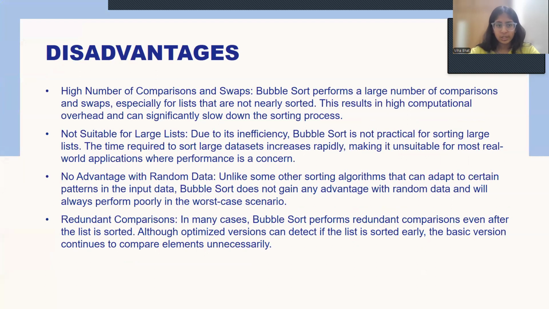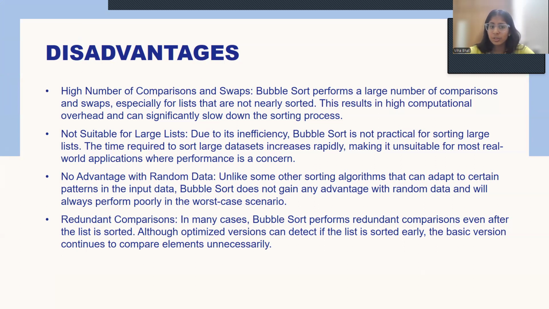Next, a few disadvantages we see in bubble sort. High number of comparisons and swaps. Bubble sort performs a large number of comparisons and swaps. As we saw in the example, it checks each and every element with each and every element in the given array, which includes a lot of comparisons and a lot of swapping, especially for lists that are not nearly sorted. This results in high computational overhead and can significantly slow down the sorting process.